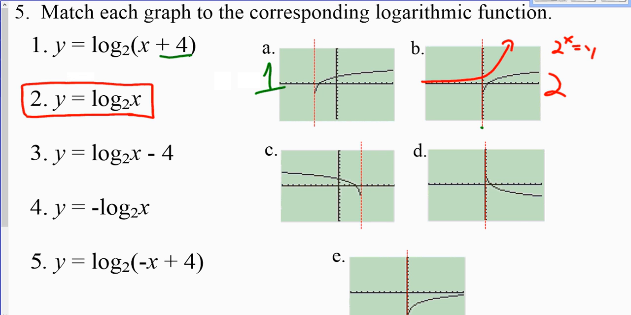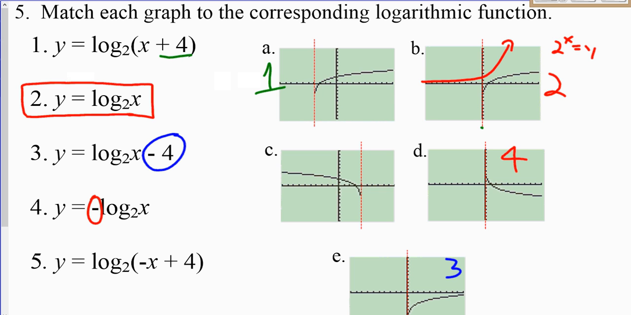Log of 2x minus 4. So on this one, I notice that it's outside my argument, so it's actually going to be a vertical shift. So that's going to be my parent function just shifted down 4 with the same asymptote. So this is going to correspond to 3. Negative log of 2x of my parent function is again going to be a reflection across the y equals x. So I can see that this here is going to be 4.